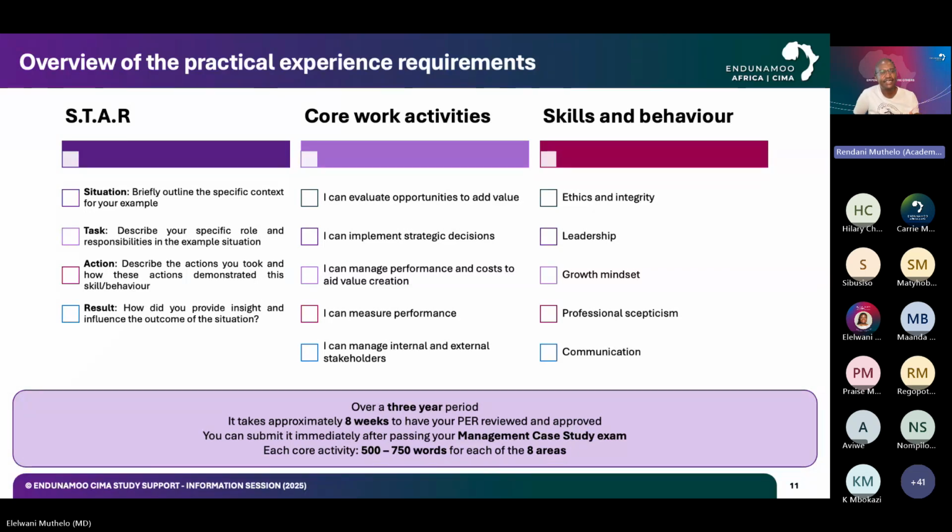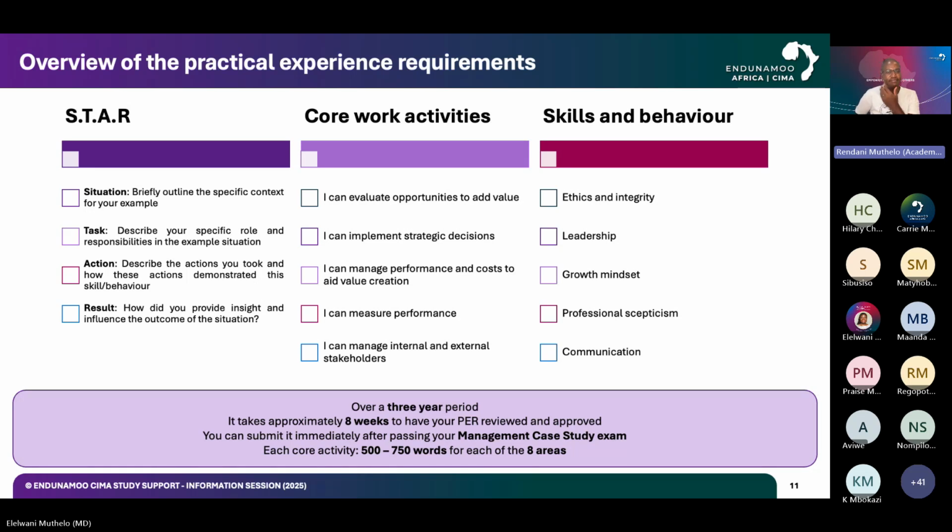Now what is next? The next aspect is the practical experience requirements. On the website for CIMA, you're going to see PER. That's what we are talking about. PER stands for practical experience requirement. For those that might have done the psych articles, that is equivalent to a training contract. But this is quite flexible as well and quite a nice way to approach it. It is based on what they call the STAR template.